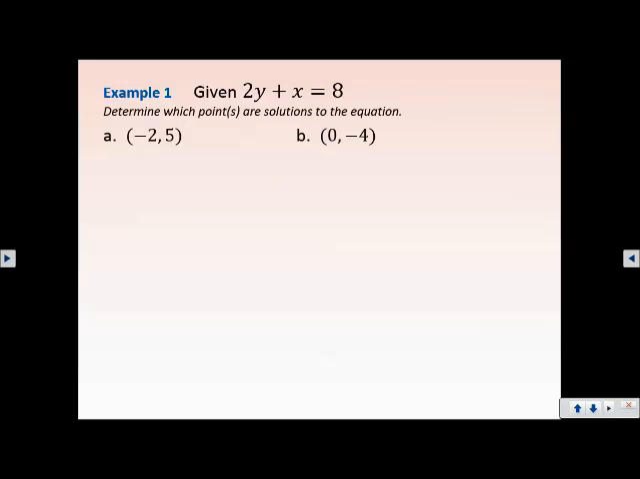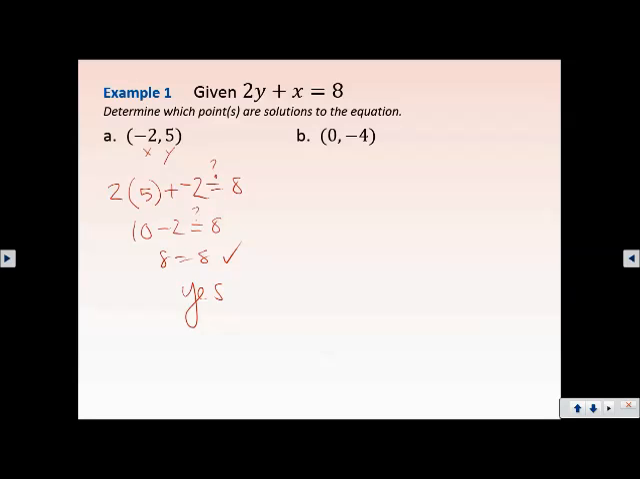So here we are, in example 1, we're given an equation and we want to know if these ordered pairs are solutions. So what we need to do is plug in the values to see if it makes a true statement. So a value of x is -2 and our value of y is 5. So I'm going to go ahead and plug in -2 for x, 5 for y. Here's y plus -2 equals 8. So the question is, does that come out to equal 8? So I'm going to simplify this side. I'm going to get 10 minus 2. Does that equal 8? 8 equals 8. Yes, it does. So that means that, yes, that is a solution.